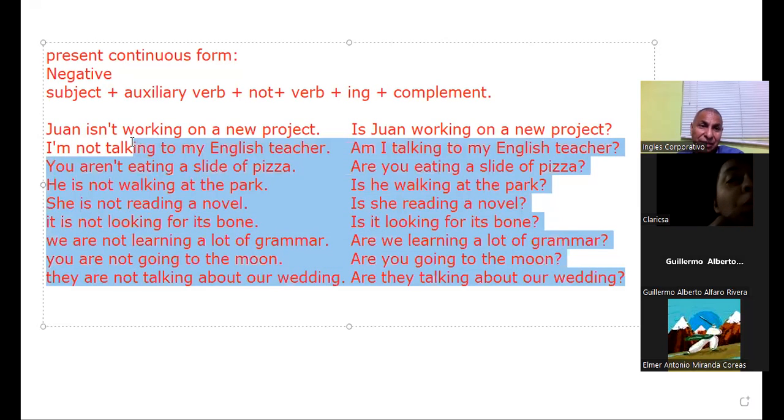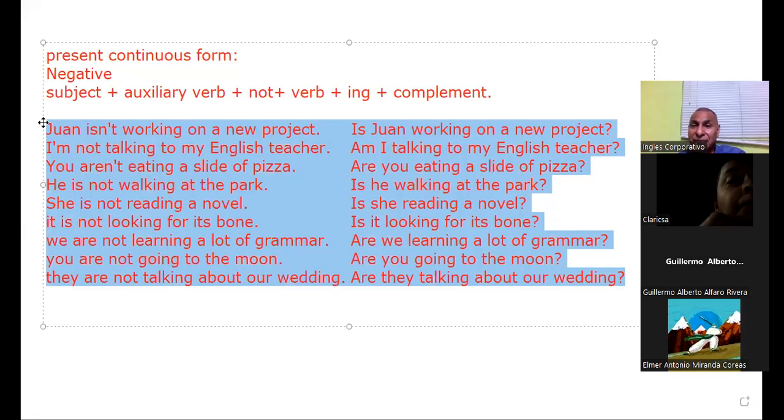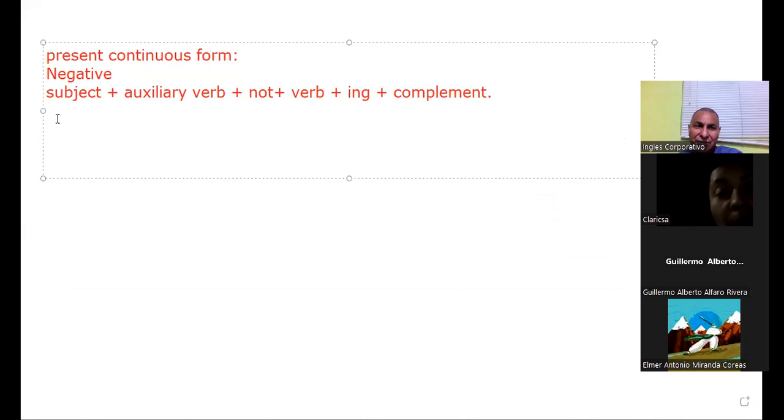Han hecho un excelente trabajo. Ok, entonces ya tenemos la estructura de la affirmative, negative y la question en la present progressive. Se les hizo más fácil, ¿verdad? Esta vez creo yo que se está haciendo más fácil trabajar en él.